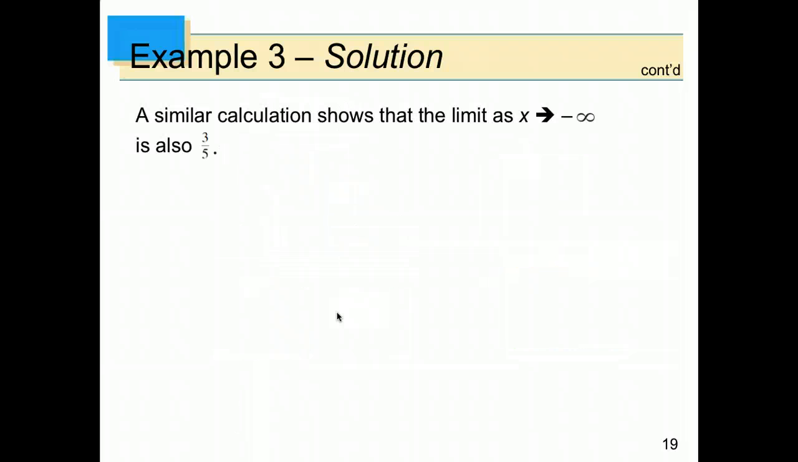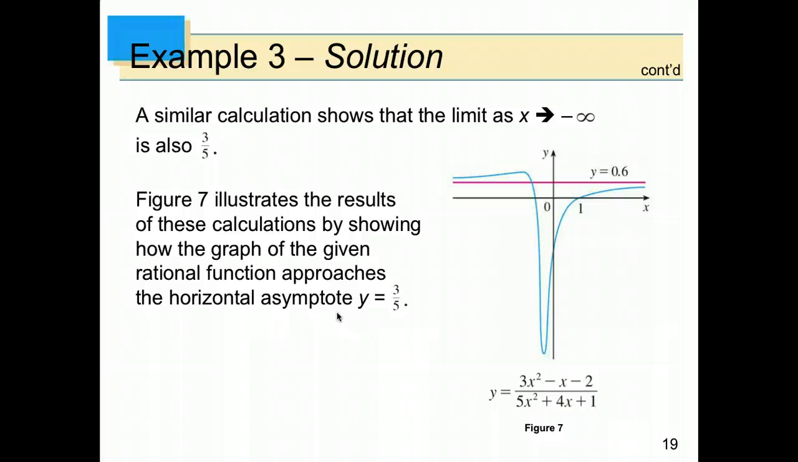Now, a similar calculation can show us that it's the same on the left-hand side as x goes to negative infinity. Now, here's the graph of the function. We notice that that's our y-asymptote also, because it was the same on the left and the right, so both sides have that asymptote of y equal 0.6.